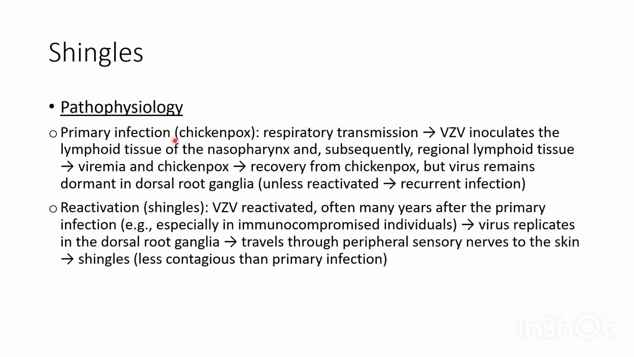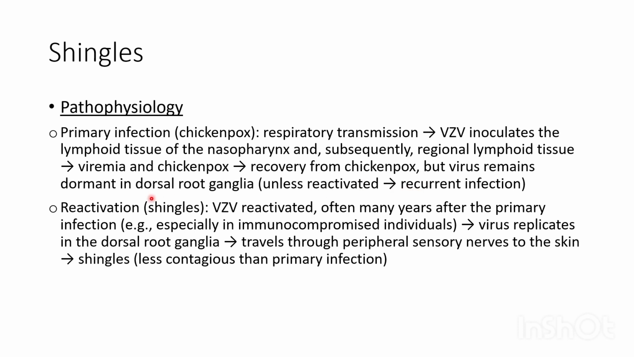Pathophysiology: primary infection, chickenpox, respiratory transmission. Varicella zoster virus inoculates the lymphoid tissue of the nasopharynx and subsequently regional lymphoid tissue. Viremia and chickenpox. Recovery from chickenpox, but the virus remains dormant in dorsal root ganglia unless reactivated.